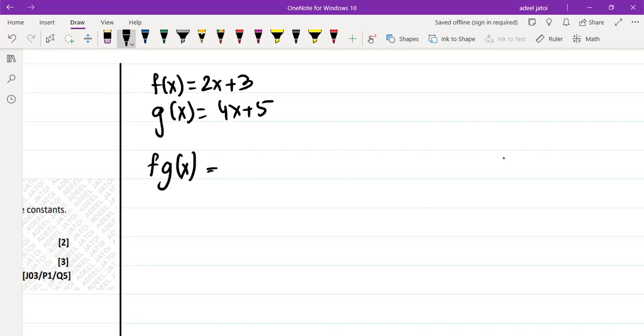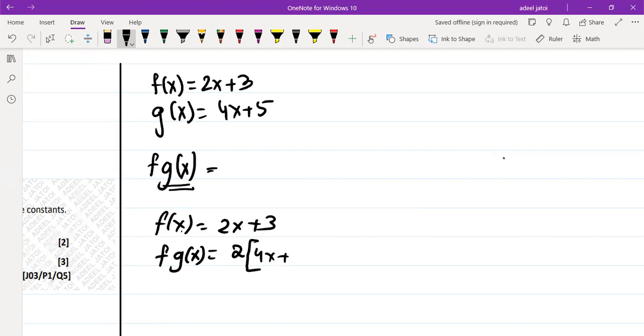So what does this mean? This clearly means that g(x) is substituted in the value of x for f(x). So g(x) is substituted in the x of f(x), in short. If we write f(x) is equal to 2x plus 3, and we write f(g(x)), that means g(x) is substituted in x, using the given equation of g(x). So that is 2 times (4x plus 5) plus 3.